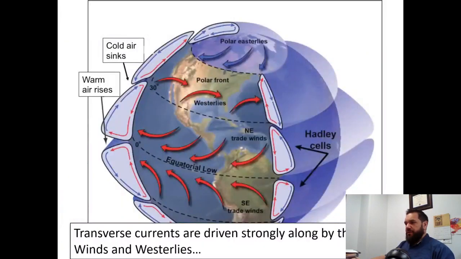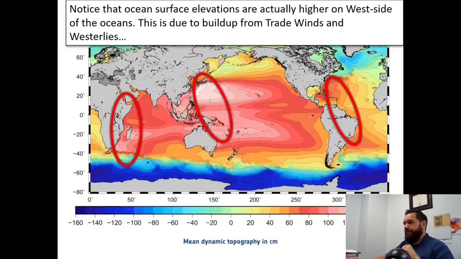Okay, transverse currents are driven by the strong trade winds near the equator, right? And then driven by the westerlies at higher latitudes. Okay. So you'll notice this is a pretty good example of what I was talking about, geostrophic effects. So take a look at this.